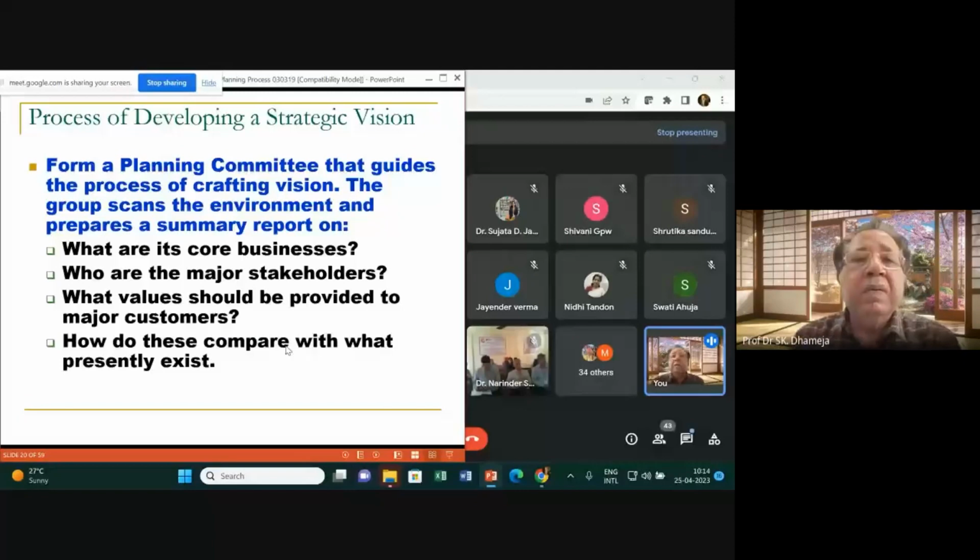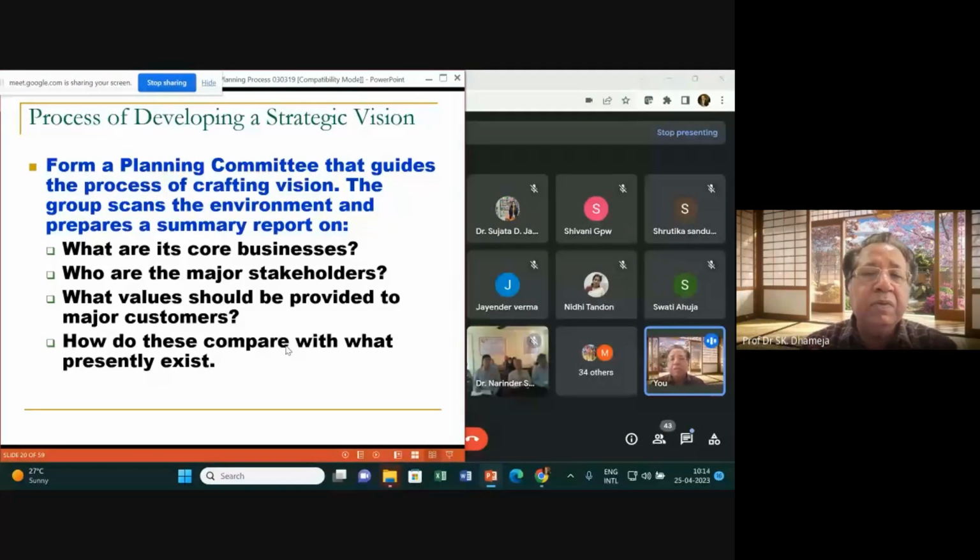Now, how to prepare a strategic vision? So, what is the process of developing a strategic vision? Form a planning committee that guides the process of crafting the vision. The group scans the environment and prepares a summary report on what its core businesses are. So, what do you do basically?